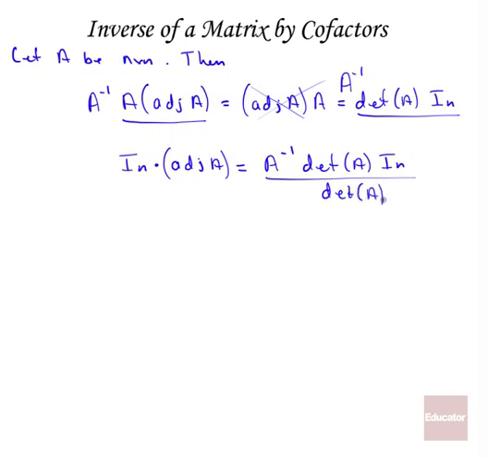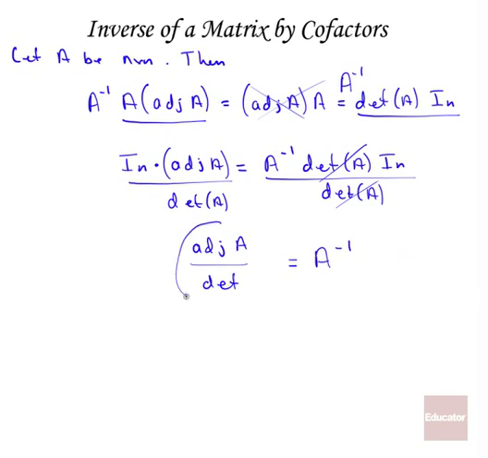Now remember, I can't divide by a matrix, but I can divide by a number: the determinant of A. So we can ignore this and this, they're there. Now, the determinants cancel, and I'm left with A inverse equal to the adjoint of A divided by the determinant of A. This is my formula.